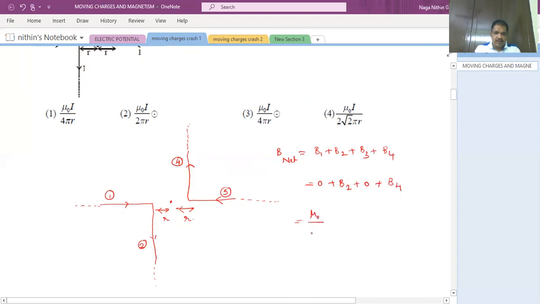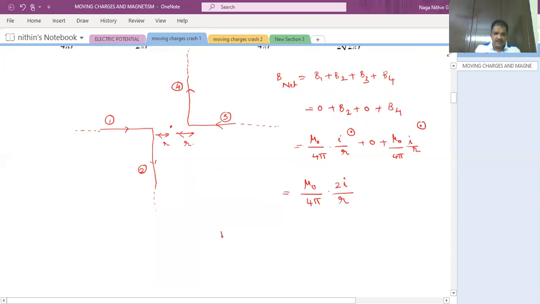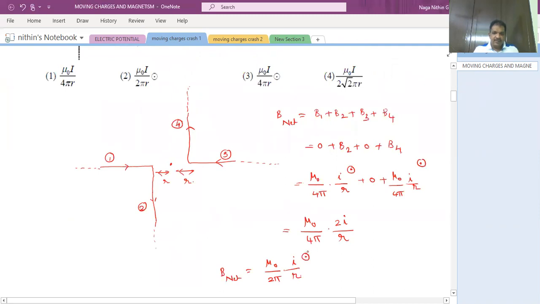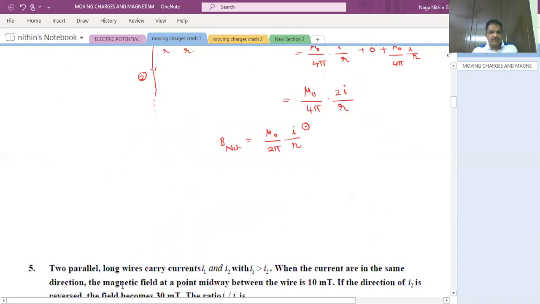B2 value mu naught by 4 pi I by R, and because of this there will be dot field. And B4 value mu naught by 4 pi I by R. This is also dot field. If we add, finally this value is mu naught by 4 pi into 2 I by R. Or we can write like this: B net is equal to mu naught by 2 pi I by R. So what will be the answer? Net field will be dot field only. So the second option will be the answer for it. Understanding? Next. See the next question.